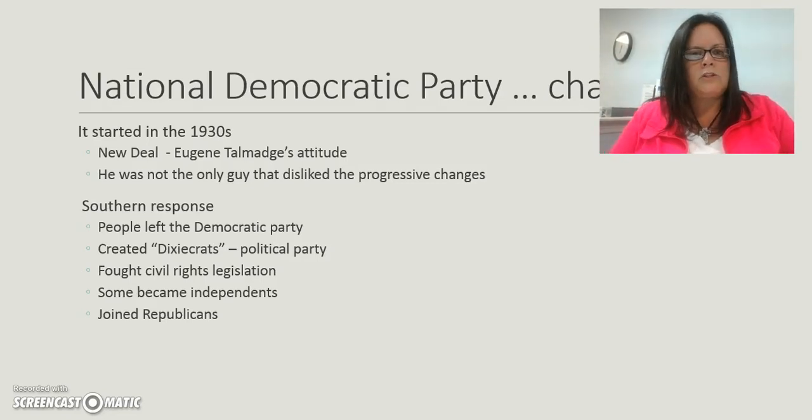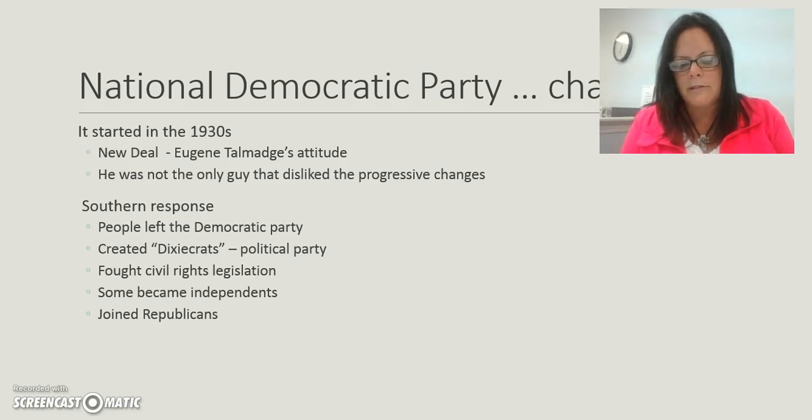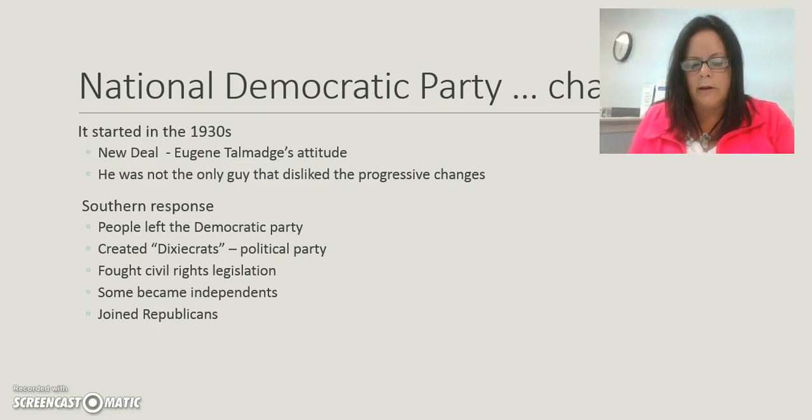So what changed in the National Democratic Party? The change to supporting civil rights laws actually started in the 1930s.